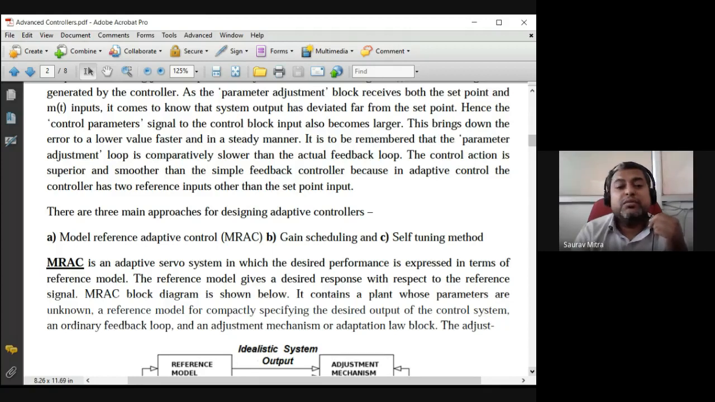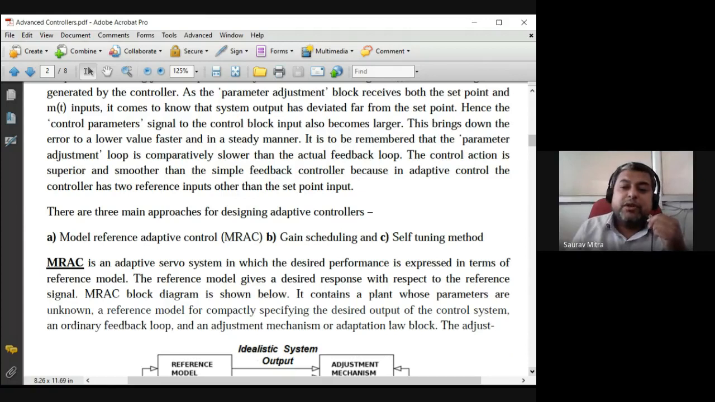The top loop is slow, the bottom loop is very fast. This can be a minor question in your interviews: in an adaptive controller, which block is faster and which is slower? You have to say there are two main blocks. One is the bottom block, which is the controller process, and there is a top block which is for the adjustment of the controller parameter.